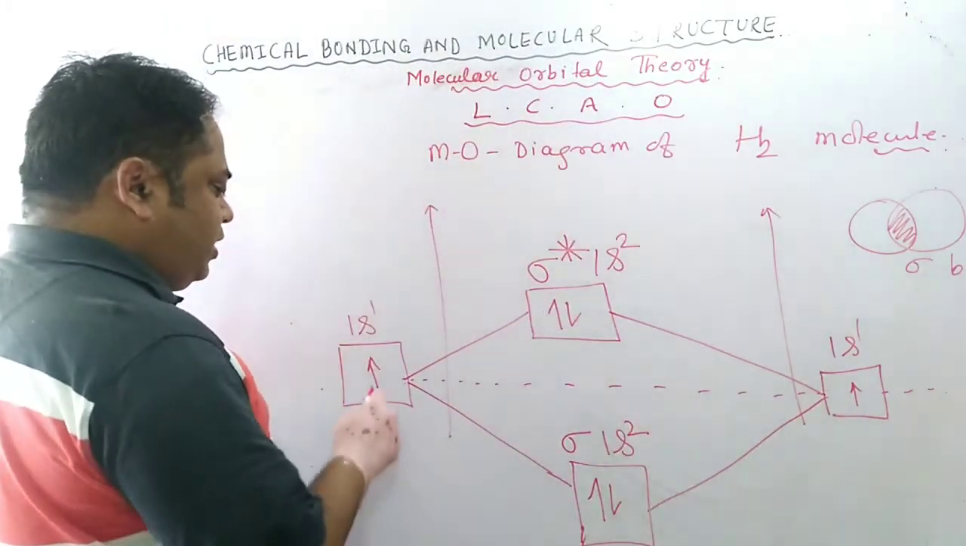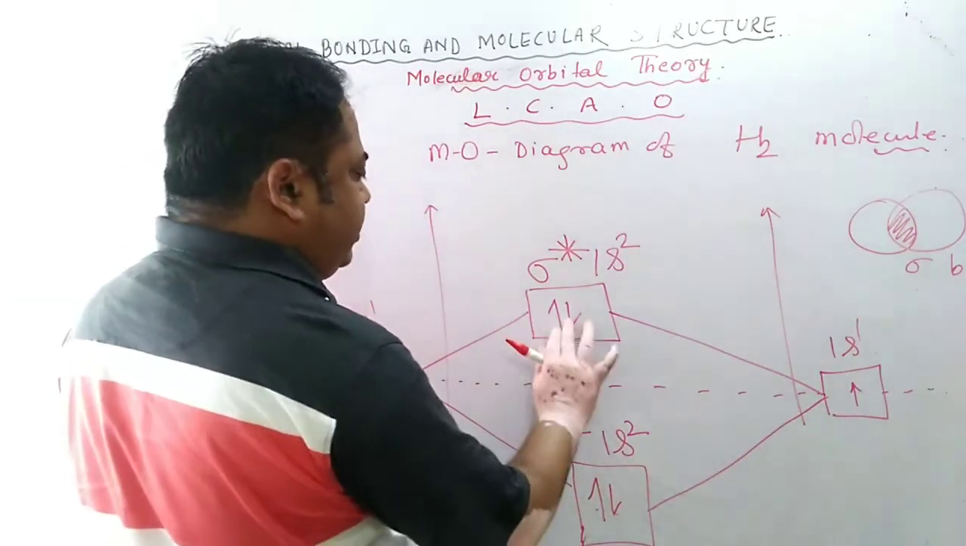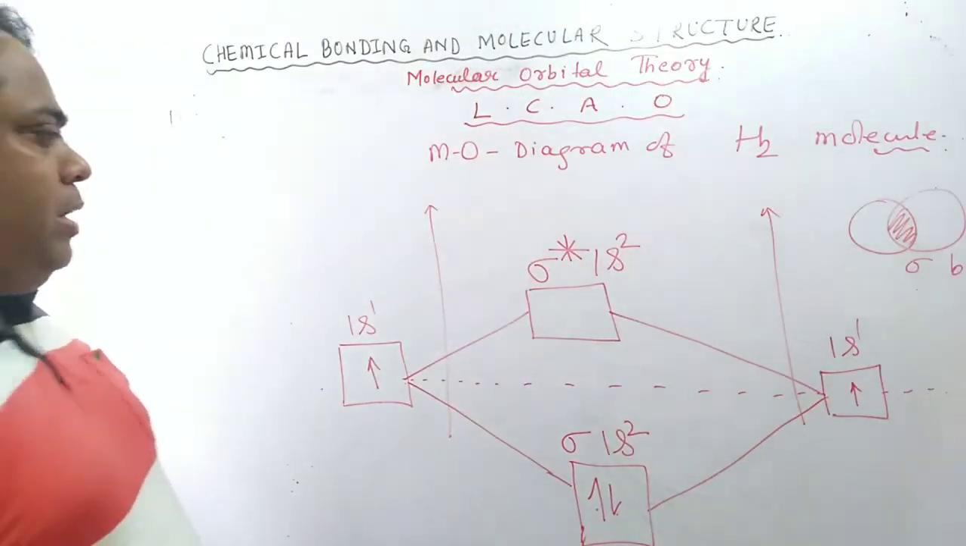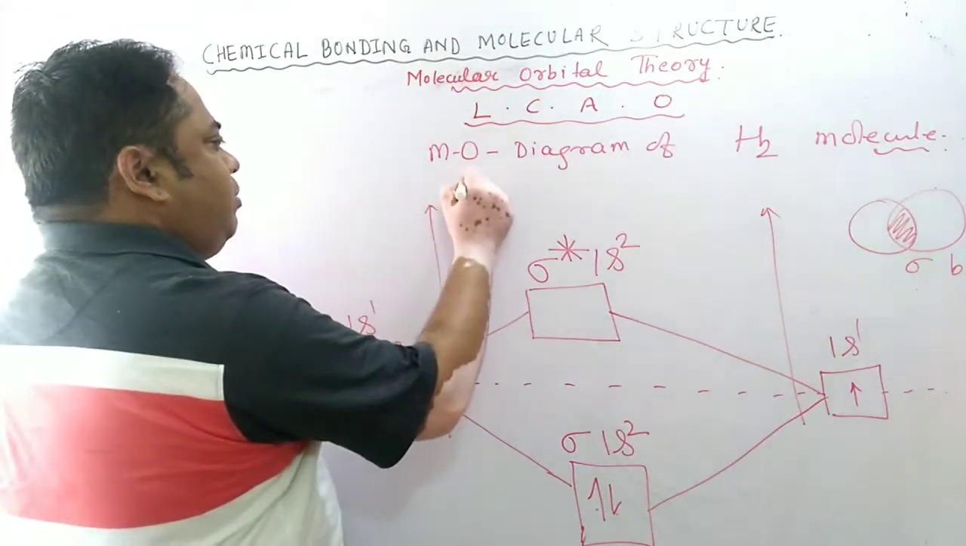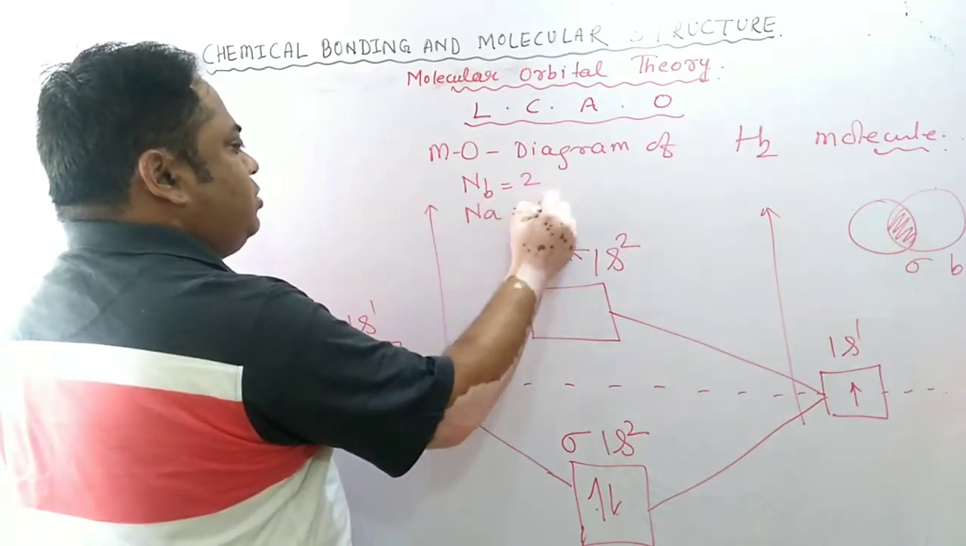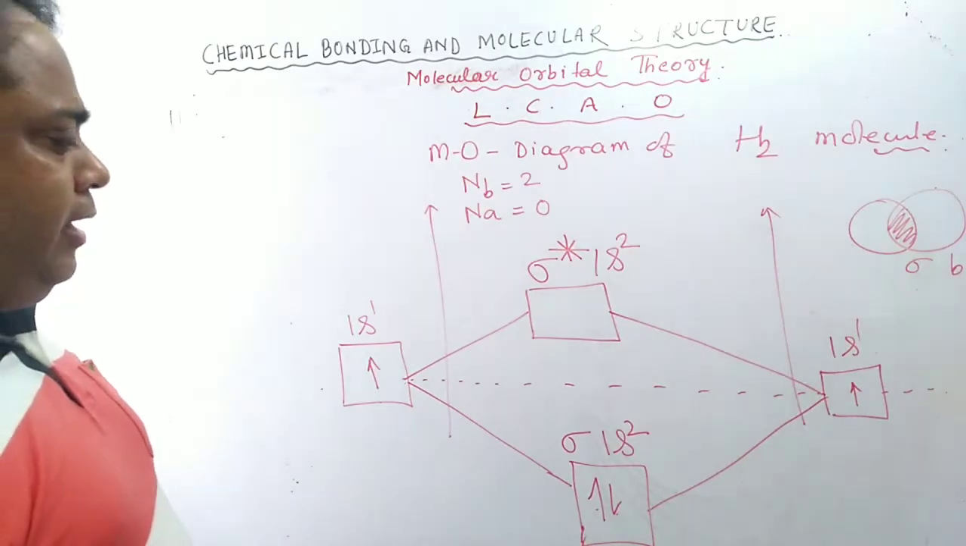But then how many electrons are there? 1 and 2. So we will fill up 2 electrons, and this electron will not be there. So how many bonding electrons are there? Number of bonding electrons is equal to 2 and number of anti-bonding electrons is equal to 0. Whether the bond will be formed or not can now be mathematically calculated.